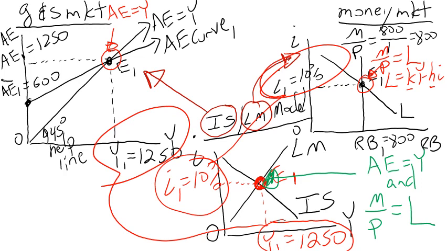So equilibrium in the ISLM model means that there are simultaneous equilibria in the goods and services market and the money market. And we'll leave it at that.